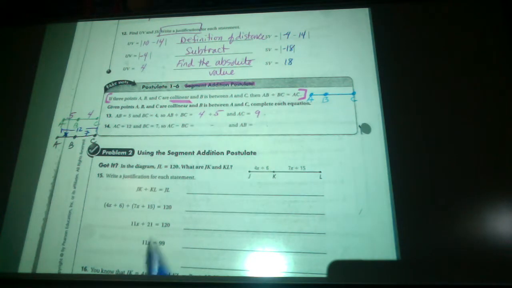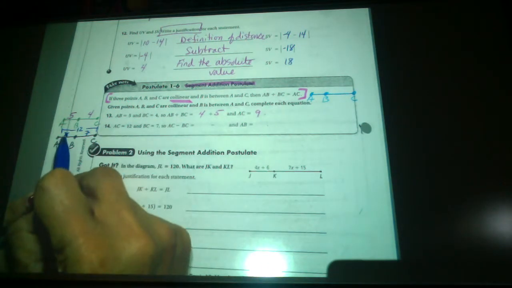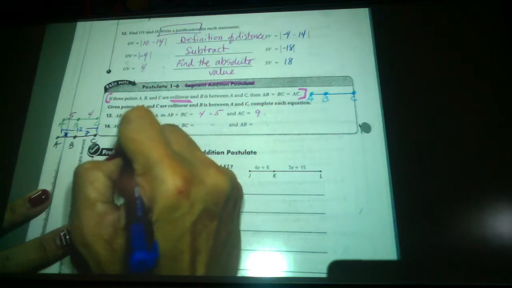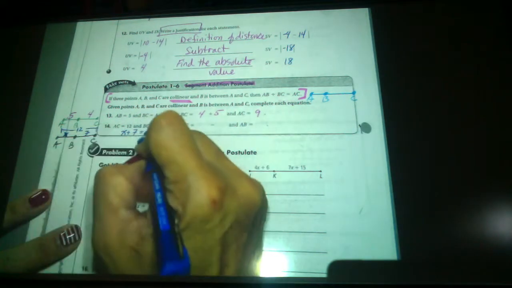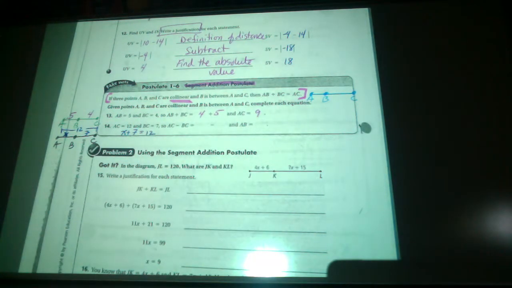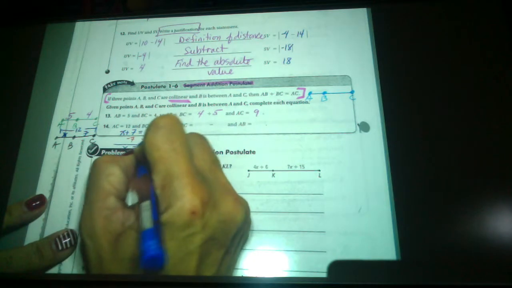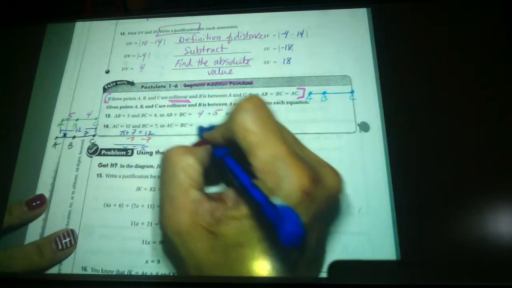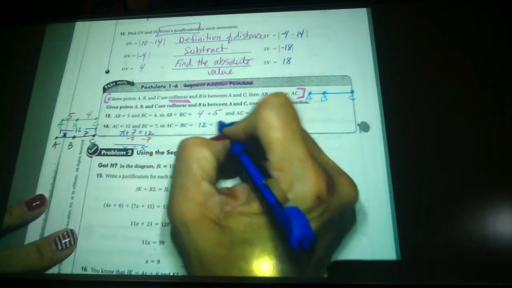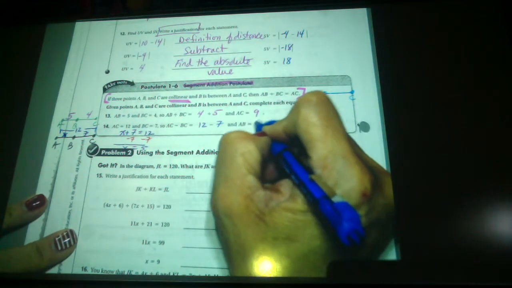So if I were to set up my equation to solve, wouldn't it be x plus 7 is equal to 12, the whole piece? Do you see why they're subtracting the 7 and the 12? Because in order to solve for this, we would have to subtract 7 from both sides, right? X is equal to 5. So we've got AC is 12, BC is 7, and so AB turns out to be 5.